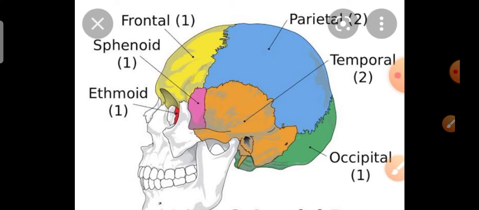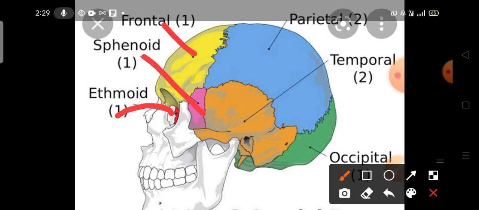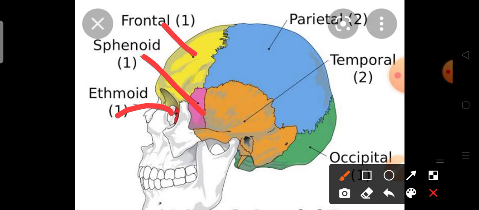Okay, so first is the ethmoid bone, and sphenoid bone. So here, ethmoid bone, sphenoid bone. Next, frontal, the front side of the forehead, the roof of the head. So this is a parietal. Next, temporal, just at the side of the ear. Okay, here, both the sides.